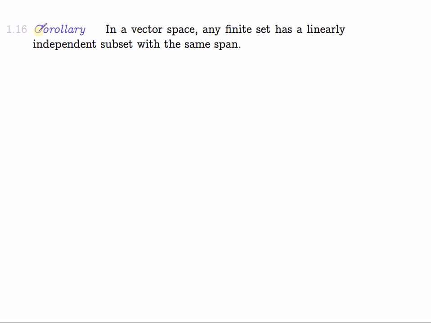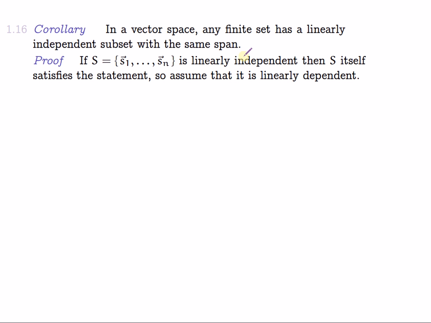Corollary: in a vector space, any finite set has a linearly independent subset with the same span. The idea here is that if you have a set of vectors, you can just keep on throwing out vectors that are linearly dependent until you get a linearly independent set, and you haven't reduced the span. So let's see how that works.